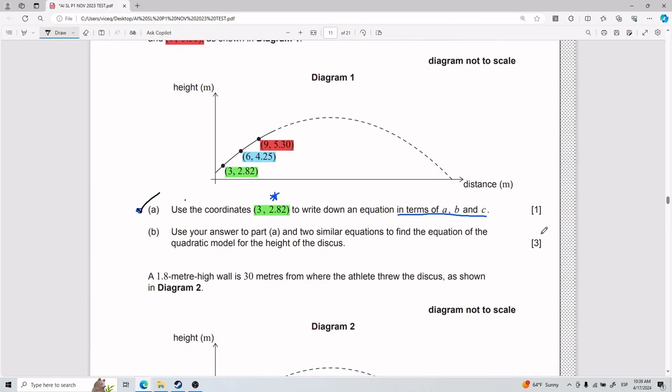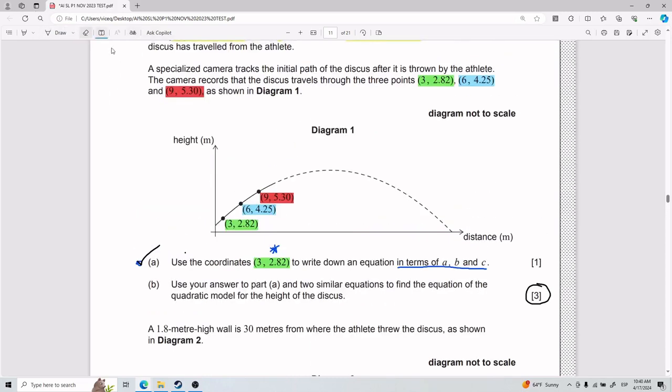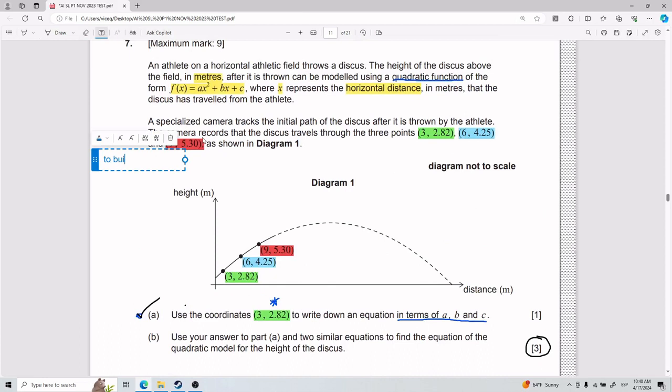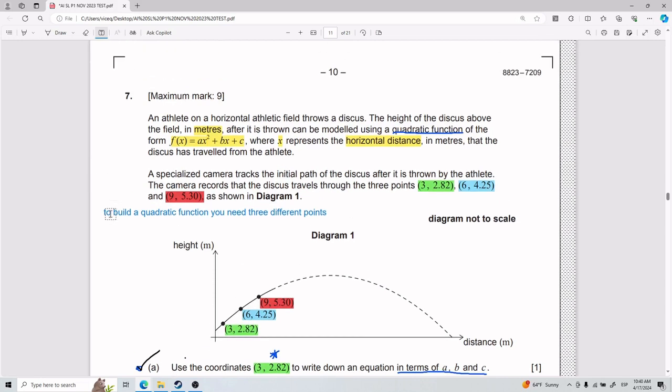Then part B, which has way more points, asks us to use the answer in part A and two similar equations to find the equation of the quadratic model for the height of the discus. Now, this is a classic. Think about it this way. To build a quadratic function, you need 3 different points. That is the main idea that we're going to draw from this exercise.